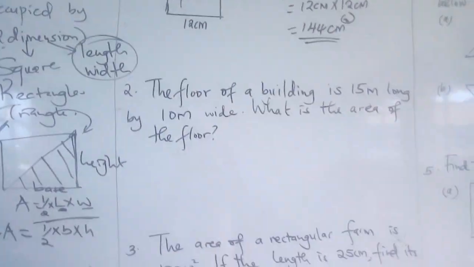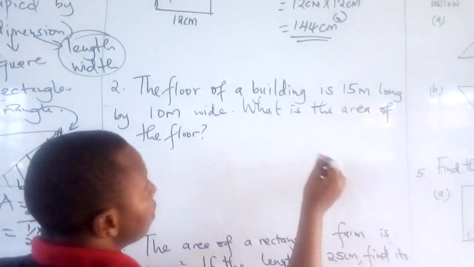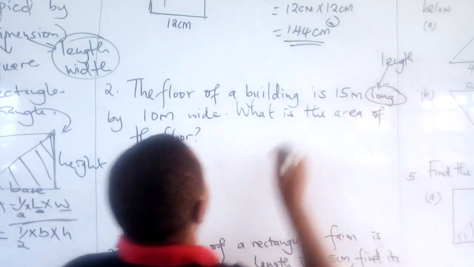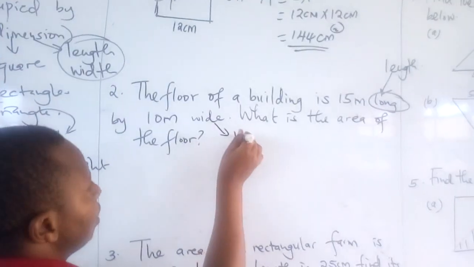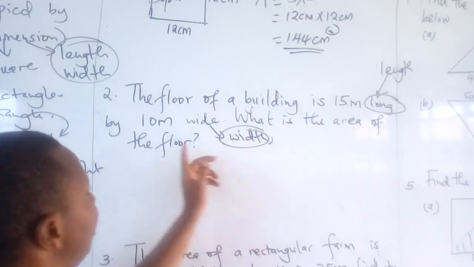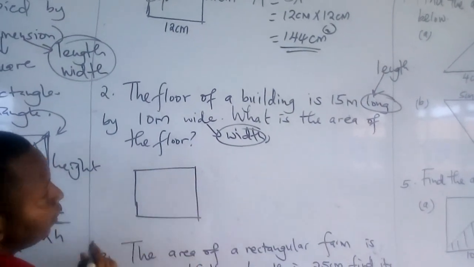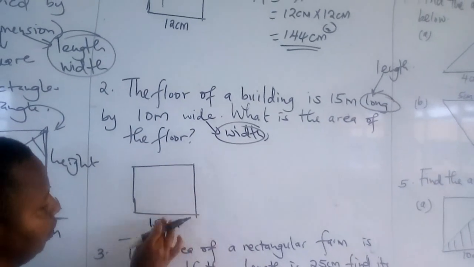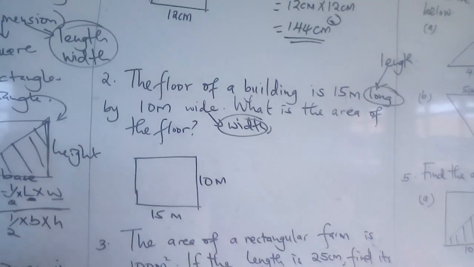Number 2, the floor of a building is 15 meters long. This one refers to length, and 10 meters wide. This one is referring to width. Now the question is, find the area of the floor. So the first thing is you sketch. One side is 15 meters, the other side is 10 meters. The question is find the area.